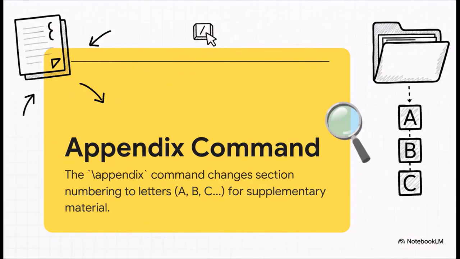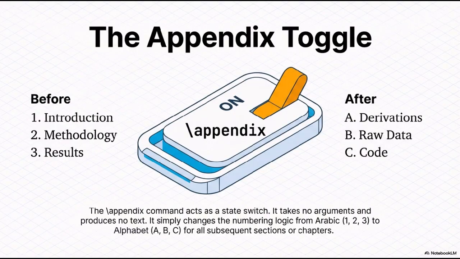So, the appendix command is super simple but really powerful. It doesn't actually print any text itself. It's just a signal to LaTeX that says, hey, everything from here on out is supplementary material. It then automatically changes the numbering scheme so your next chapters or sections become Appendix A, Appendix B, and so on. It's just a really slick way to organize things.